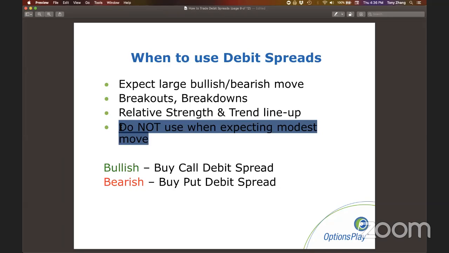You certainly don't want to use debit spreads just because a news announcement came out, because a news announcement generally doesn't necessarily mean that there's going to be a significant move coming up in a short amount of time. And that's really when you want to make sure that you use debit spreads.